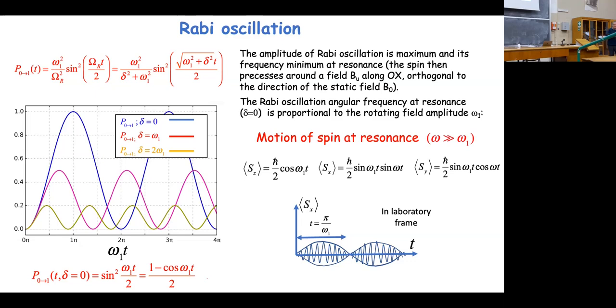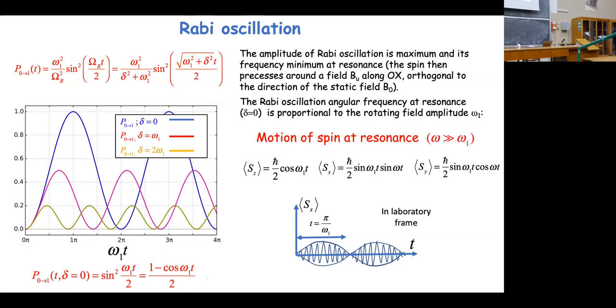So the transverse motion of the spin is evolving at the frequency omega very fast. And at the same time, you have an amplitude modulation, which is related to the Rabi frequency. In other words, the Rabi frequency can be seen as a kind of sideband to the frequency omega. And this is the kind of signal which is detected in magnetic resonance imaging.